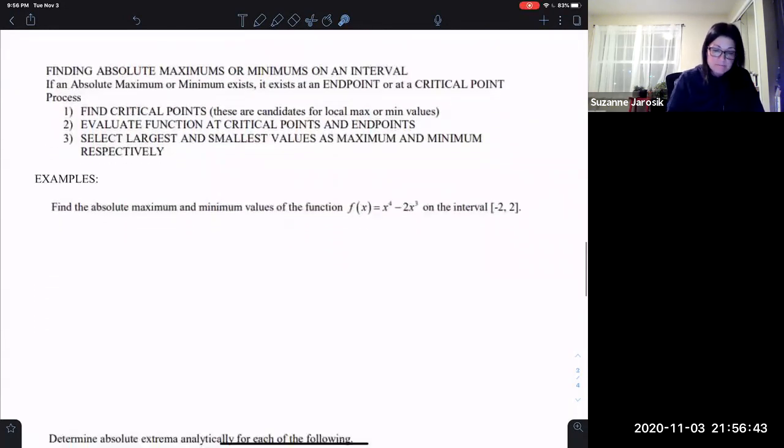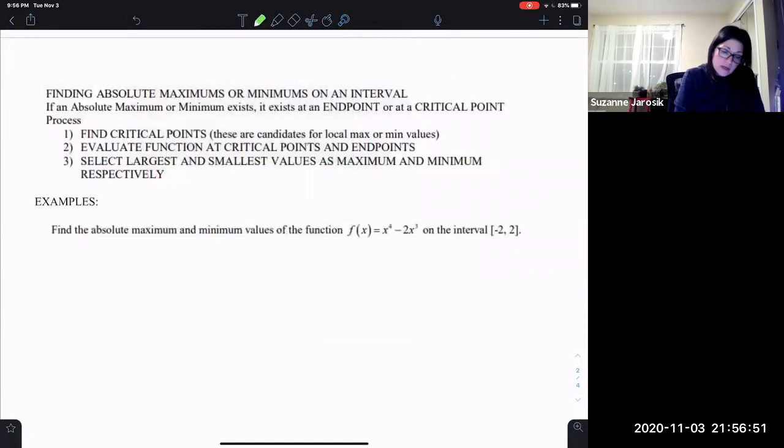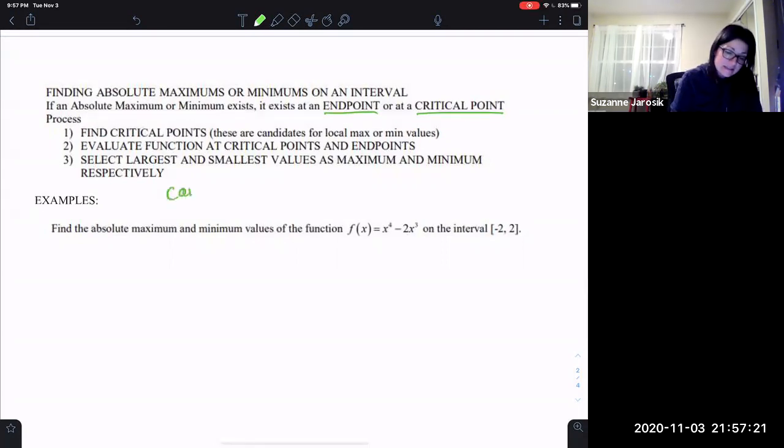Finding an absolute max or min. All right, so here we go. We're going to apply the EVT to what we know. To find your absolute maxes or mins on an interval, if an absolute max or a min exists, it exists at an endpoint or at a critical point. We just talked about that. Find critical points. These are candidates for local max or min values. Evaluate the function at the critical points and your endpoints. So this is what we call a candidates test.